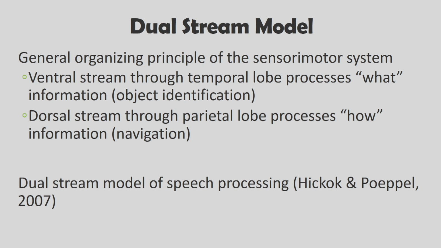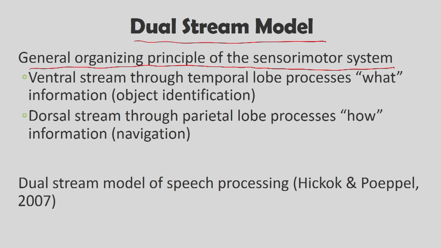Now, there is a dual stream model which has been proposed for production of speech. So, what is this model? Allen and his colleagues in 2001 mapped the dual processing system for audition. Now, this dual model system is borrowed from visual perception. In visual perception, the general organizing principle for sensory motor systems, you have two streams. There is a ventral stream and there is a dorsal stream.